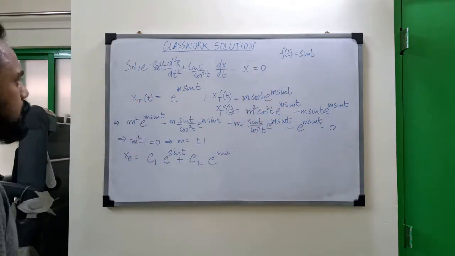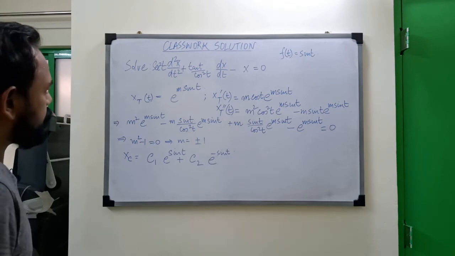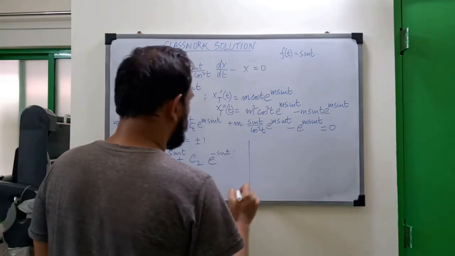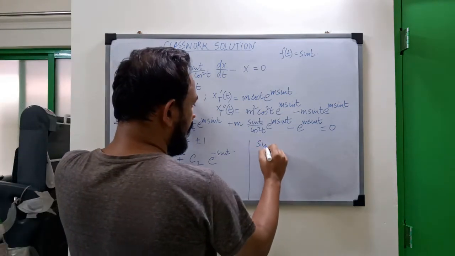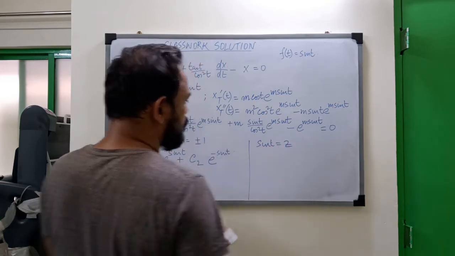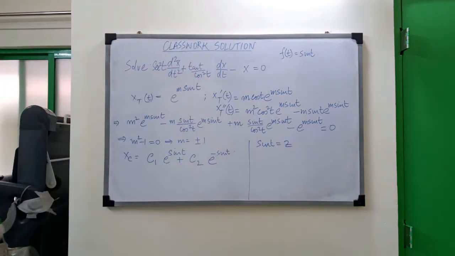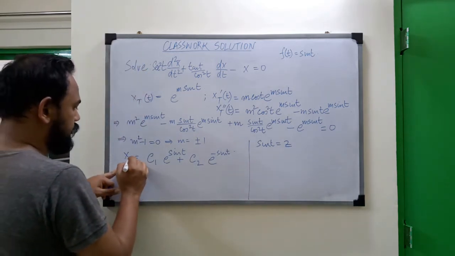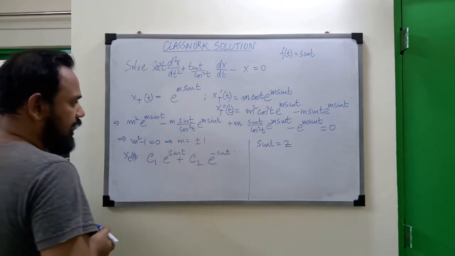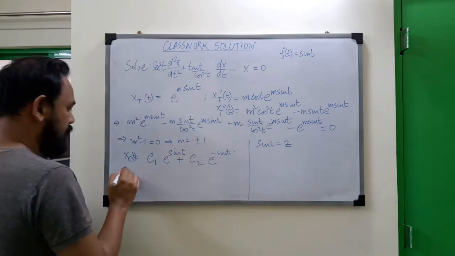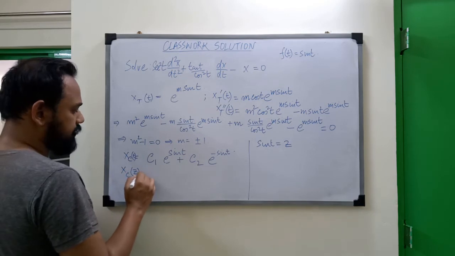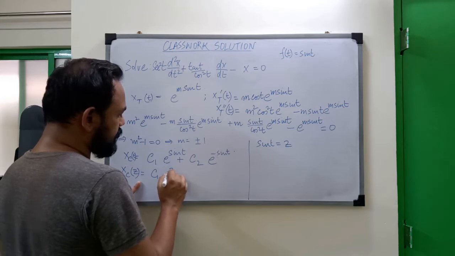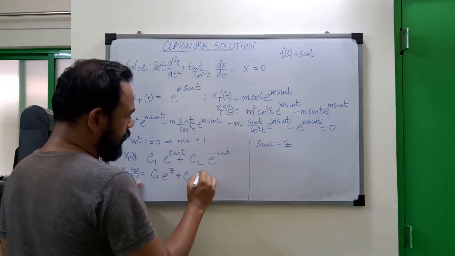But before we go on to solve the particular solution, it's better to write sine t as some other variable, and I think the reason we want to do that is because this is the complementary function in terms of t. If I write sine t as z, then if you view the complementary function as a function of z, this becomes c1 e to the z plus c2 e to the minus z.